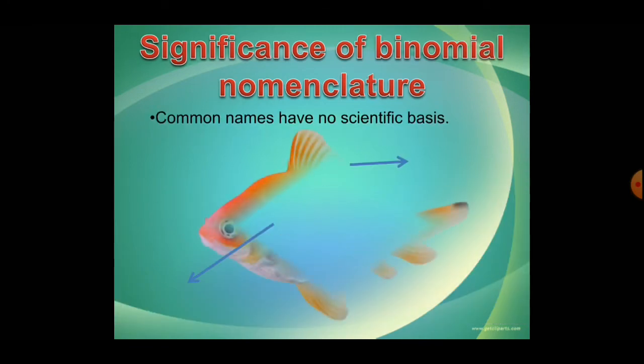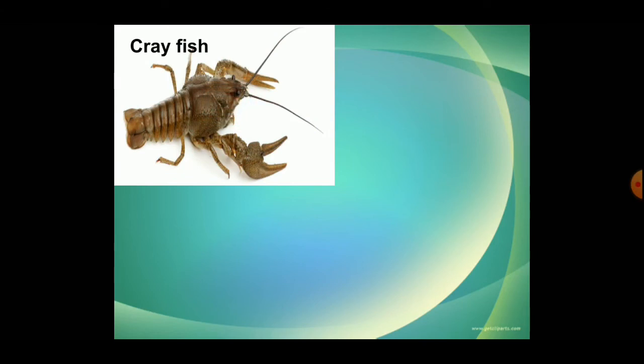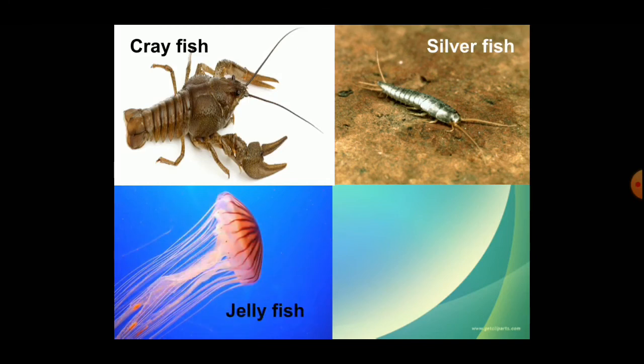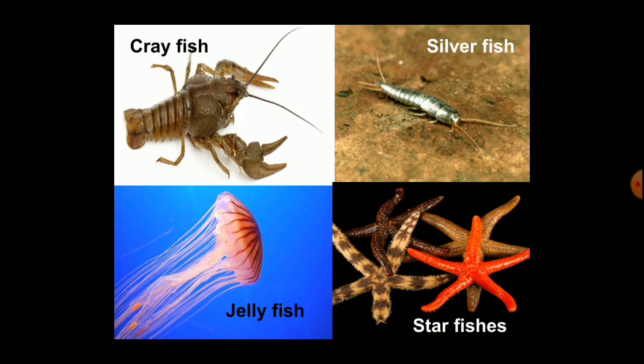Common names have no scientific basis, like fish. Fish is a vertebrate and it possesses fins and gills. But if you look at these organisms, these are invertebrates like crayfish, silverfish, jellyfish, and starfish. All these are invertebrates, but they are named crayfish, silverfish, jellyfish, starfish. These do not have the characteristics of fish.